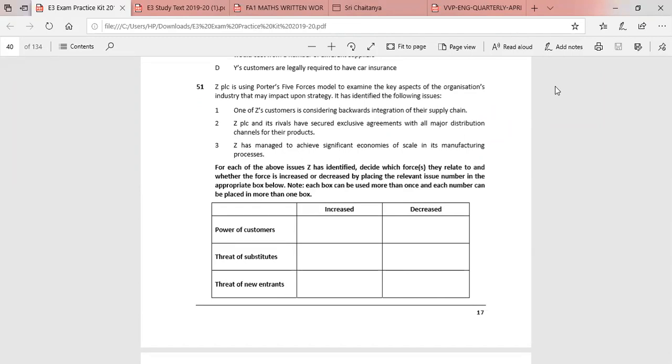Let's discuss the power of customers, threat of substitutes, threat of new entrants. Let's see from 1 to 3. One is: one of Z's customers is considering backward integration of their supply chain. Backward integration, then in that case, what happens? The power of customers, does it increase or decrease?